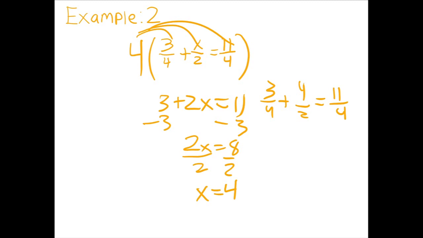Now, we've got a different denominator there. We've got to adjust that. So multiply everything in that one by 2. That gives us 3/4 plus 8/4 equals 11/4. Denominators are the same. Add the numerators. 3 plus 8 is 11. That gives us 11 fourths equals 11 fourths. That means it works. So let's move on to our next example.